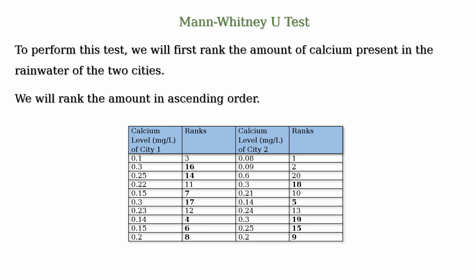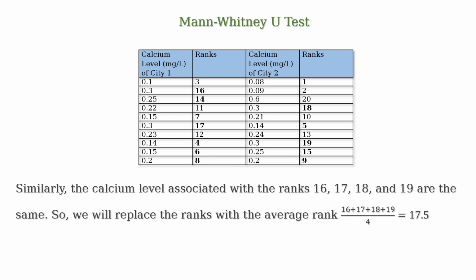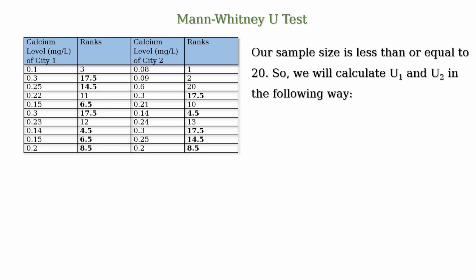Now, we can see that the calcium level associated with ranks 4 and 5 are the same. So, we will replace the ranks with the average of those ranks. So, we will replace ranks 4 and 5 with (4 + 5) / 2, that is 4.5. Similarly, the calcium level associated with the ranks 16, 17, 18 and 19 are the same. So, we will replace the ranks with the average rank, that is 17.5. After replacing the tied ranks, the table should look like the following.